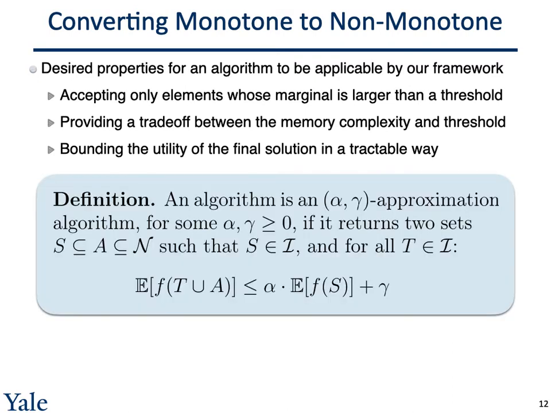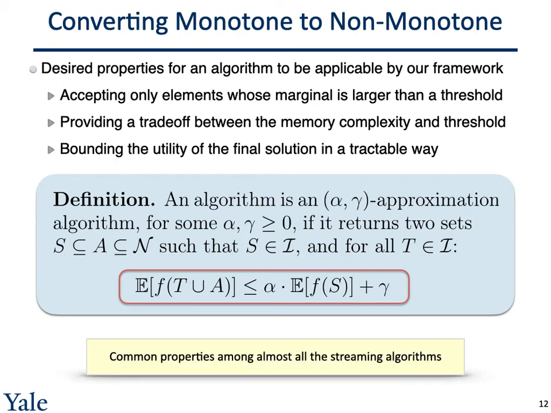Based on these properties, we say that an algorithm is an alpha-gamma approximation algorithm for non-negative values of alpha and gamma if it returns two possibly random sets S and A, where S is an independent set. And for every independent set T, the expected utility of set T union A is smaller than alpha times the expected utility of set S plus gamma. Finally, we should point out that these are common properties among almost all the streaming algorithms we are aware of.